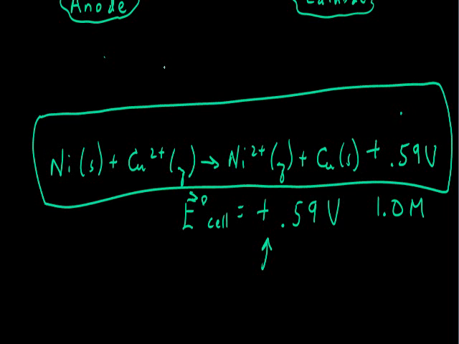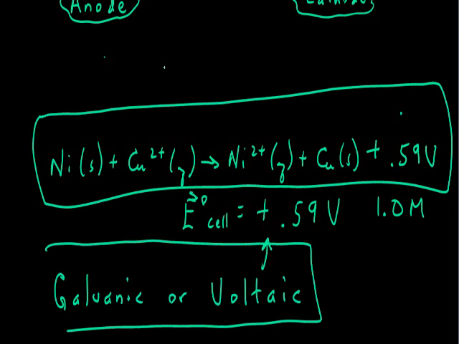Since this is spontaneous, we'd also identify this as being a galvanic or a voltaic cell, which is language that communicates that our electrochemical cell is a spontaneous reaction that occurs and creates some voltage as a new product.